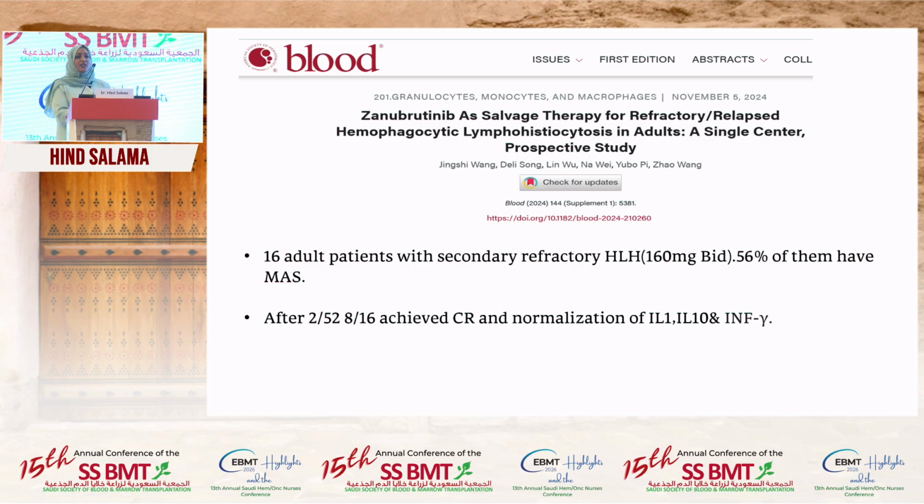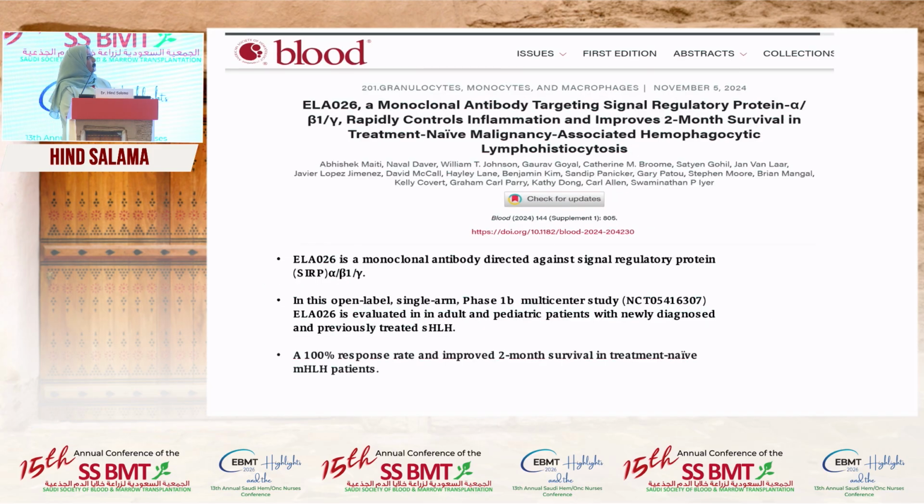This is very interesting because this is an oral medication, and here they checked zanubrutinib in patients with secondary HLH. The majority of them were macrophage activating syndrome. And 50% of the patients had achieved remission, and this is very interesting because those are relapsed refractory. We usually lose those patients, and there is normalization of the cytokines in those patients also. This is a promising medication.